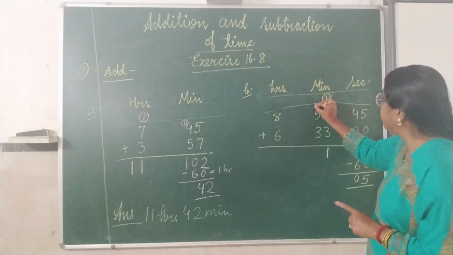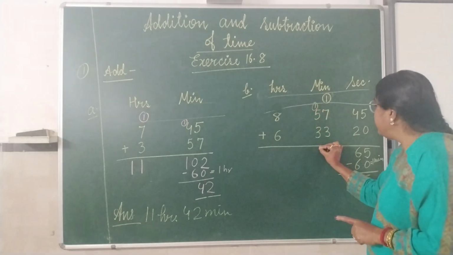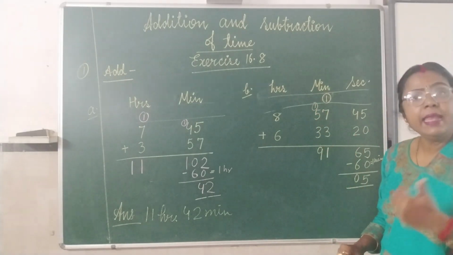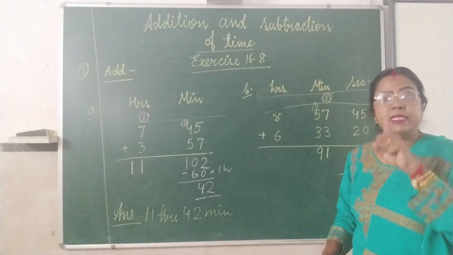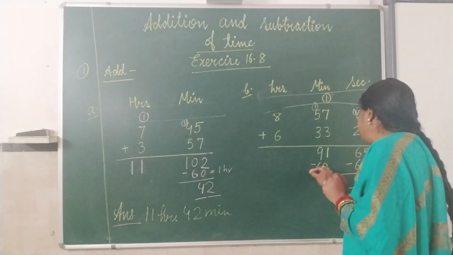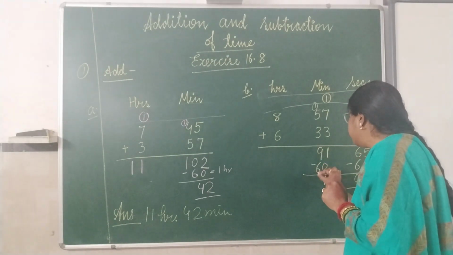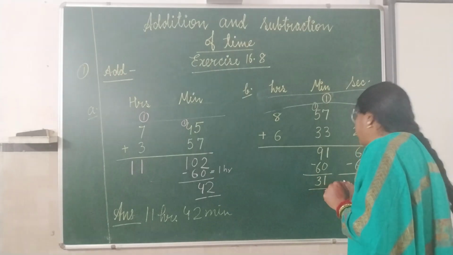Carry 1. 5 plus 3, 8, and 1, 9. Again, 91 minutes is more than 60 minutes, so it will be subtracted again. We will subtract again. 1 minus 0 is 1 and 9 minus 6 is 3.